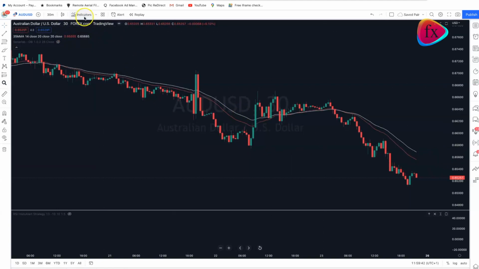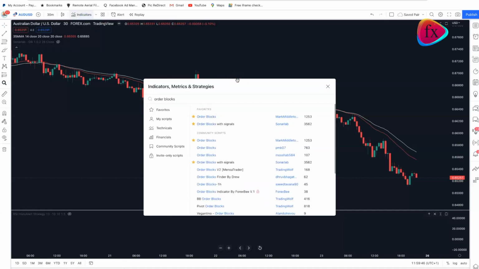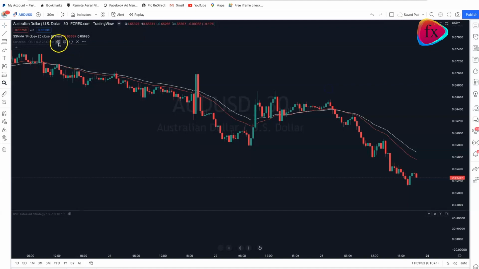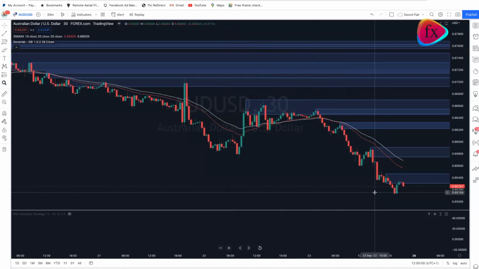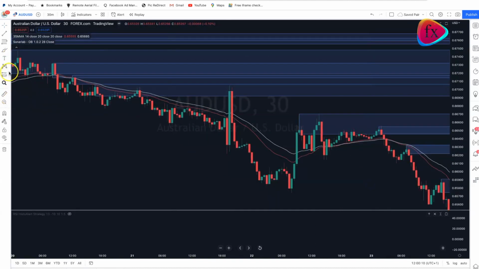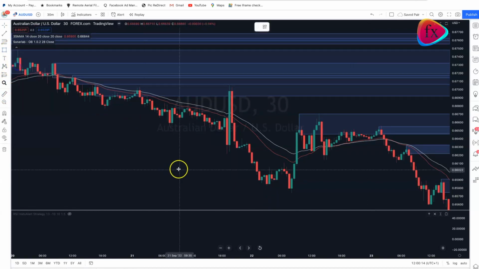Next, you want to add one called order blocks with signals from Sonar Lab. Okay, and simply put that on your charts. And the order blocks are confirming, because they're blue, it's a big push down. As you can see, we are currently in a downtrend. You can see here that the candles are heading downwards, the order blocks are saying down.